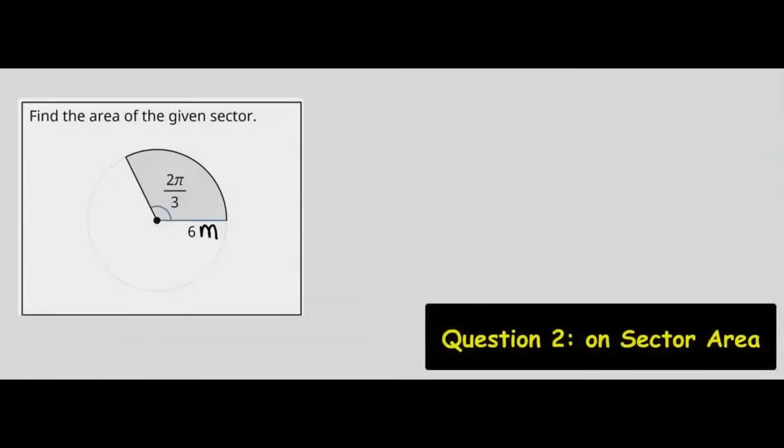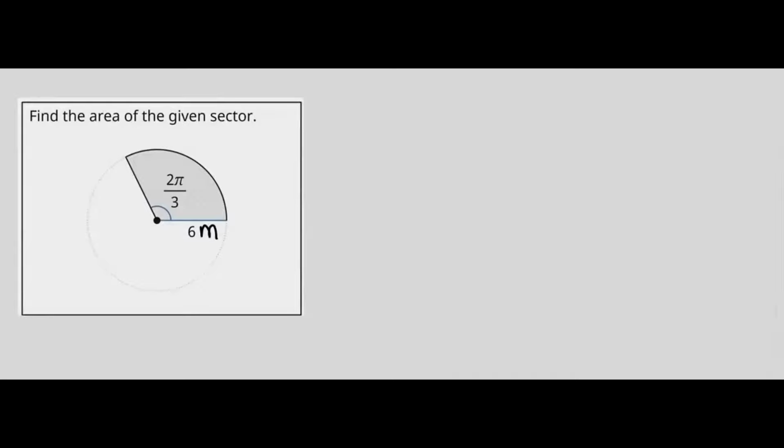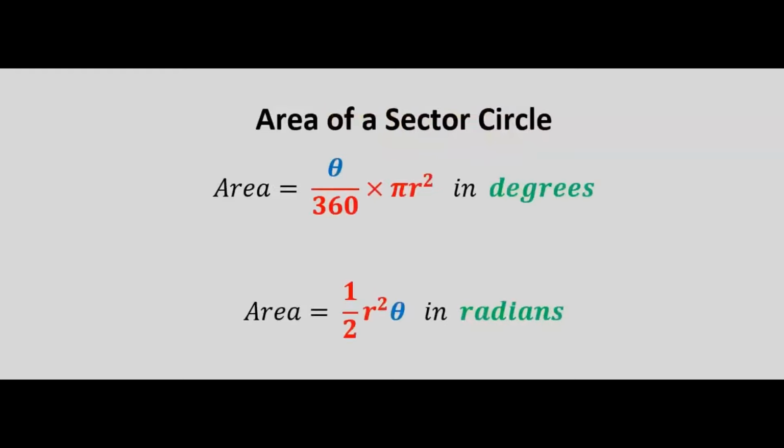Next, find the area of the given sector. Step number 1. Consider the angle at the center. Here, the angle is given in radians. Step number 2. Choose the right formula for a given angle in radians, which is 1/2 multiplied by r squared multiplied by the angle, which must be in radian.